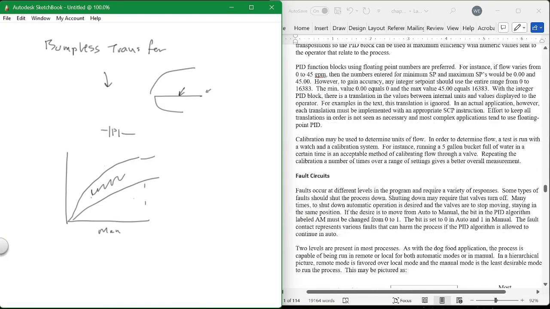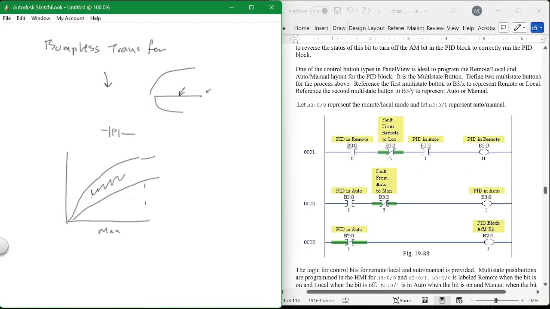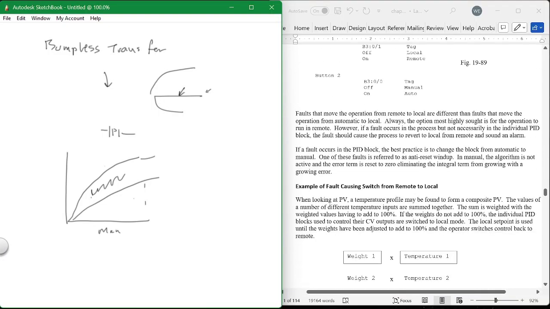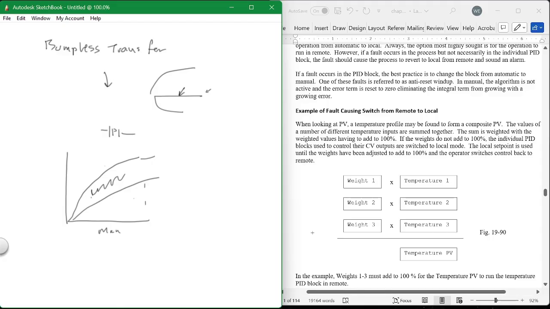Okay, enough on that. Okay, so now you've got a little bit of what it takes to go from auto to manual, manual to auto. In the case of Allen Bradley, the auto manual bit is a bit.